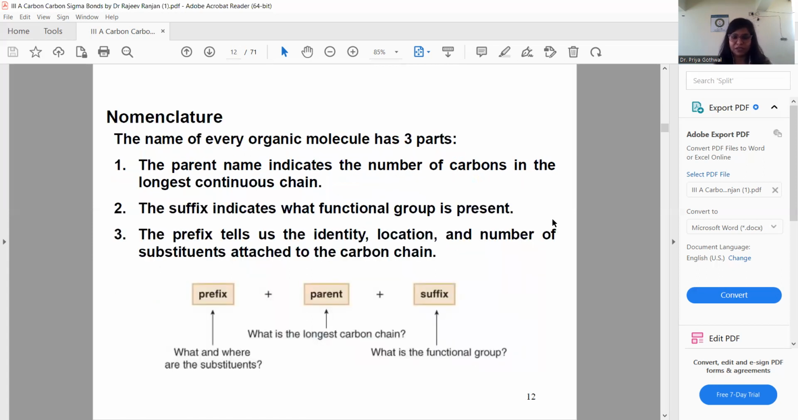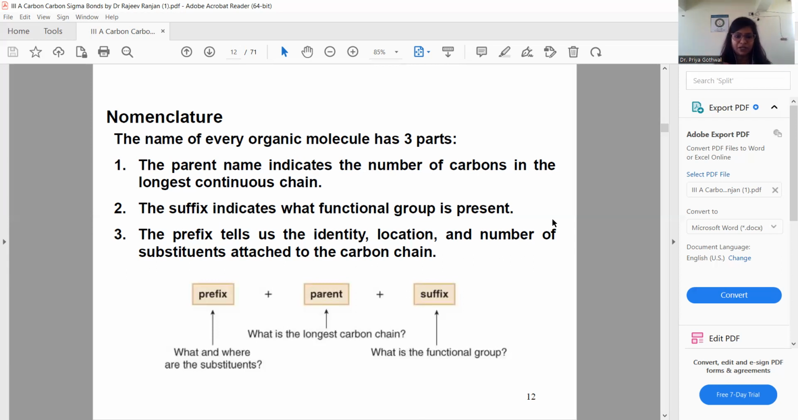It is the nomenclature system of this kind of hydrocarbon, cycloalkanes. The nomenclature system, according to IUPAC, the International Union of Pure and Applied Chemistry, says that the name of every organic molecule has 3 parts. Number 1, the parent name, which indicates the number of carbon atoms in the longest continuous chain.